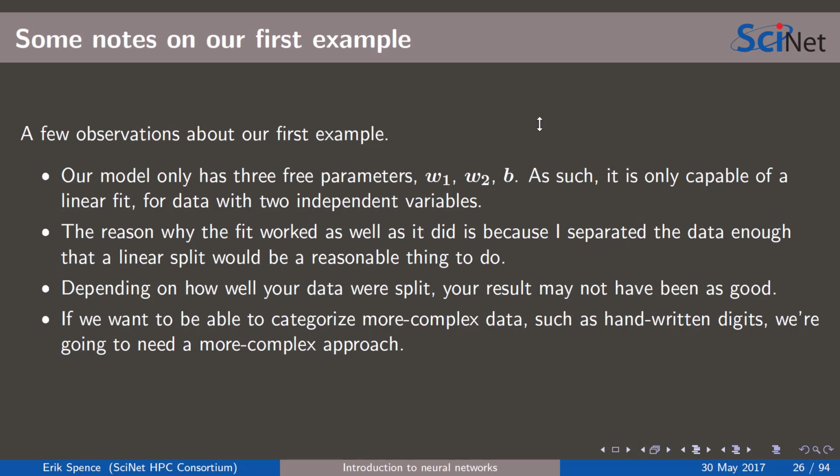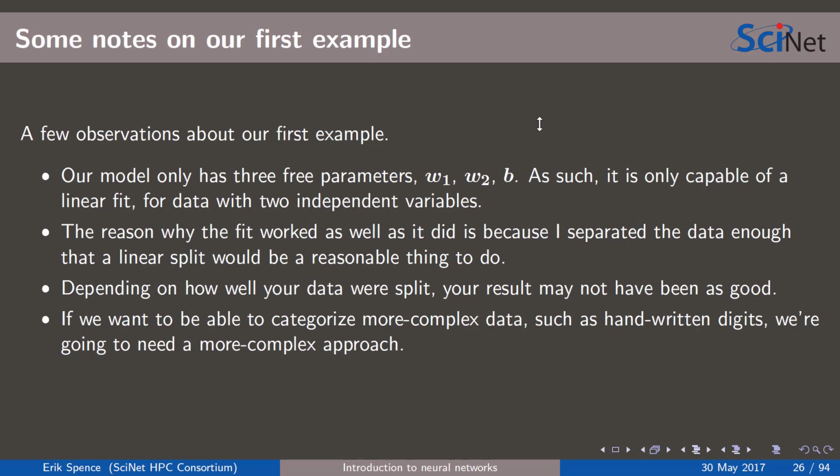Okay, so let's talk a little bit about our first example. Actually you got my first bullet for me. It's going to be linear. Only 3 free parameters for 2 independent variables, right? So we can only do a linear fit. The fit worked as well as it did, more or less, because I separated the blobs explicitly, right? We'll do better. 88% is really not that much. Don't publish 88%, okay? It's not very good. We'll do better with some examples we'll be doing later.